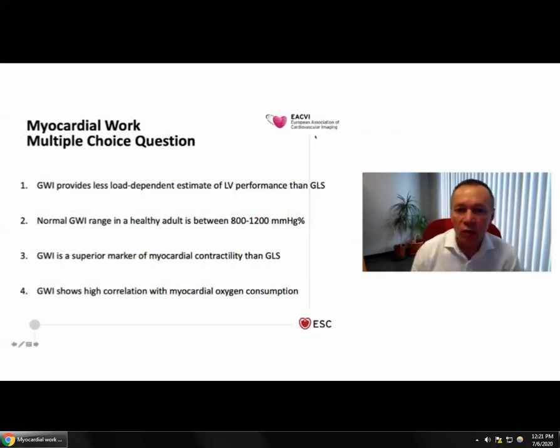So let me conclude my talk with a multiple choice question, but I would like to ask you to select the correct answers. One: Global work index provides less load-dependent estimate of left ventricular performance than global longitudinal strain. Two: Normal global work index range in a healthy adult is between 800 and 1200 mm mercury percent. Three: Global work index is a superior parameter of myocardial contractility than global longitudinal strain. And the last one, four: global work index shows high correlation with myocardial oxygen consumption.